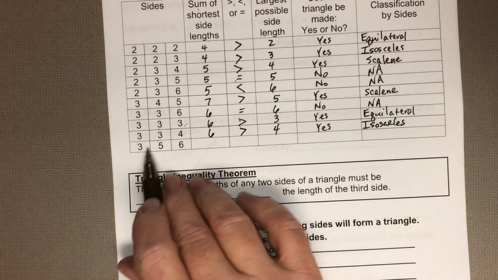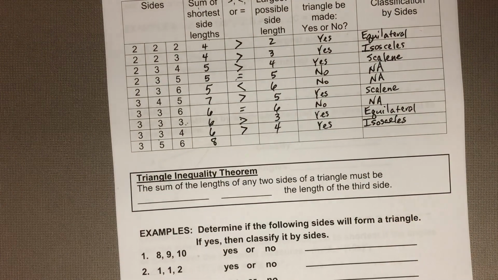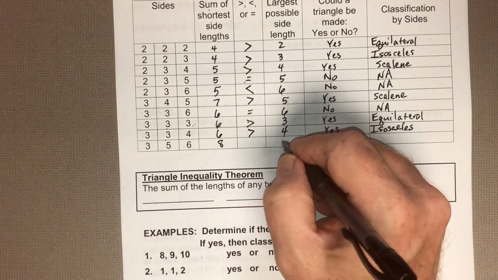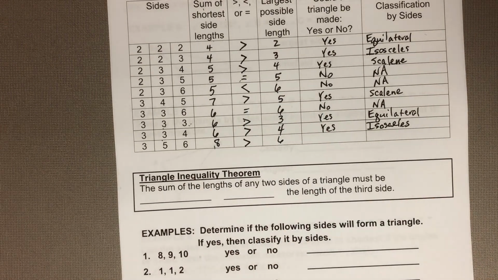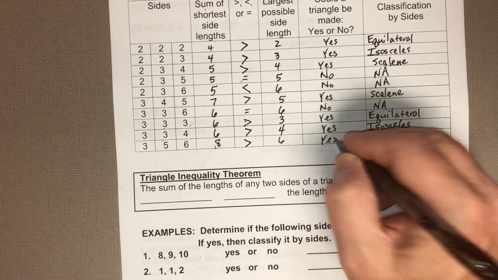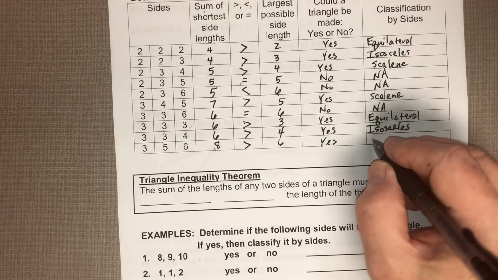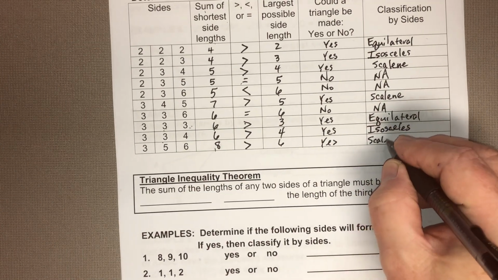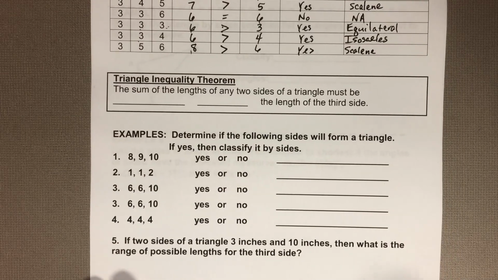In that last one, 3 plus 5 would be 8, because those are the two shortest lengths. And then the longest length is 6, and that sum is greater than 6, so you can form that triangle. And when you form that triangle, all three side lengths would be different, so that would be a scalene triangle.